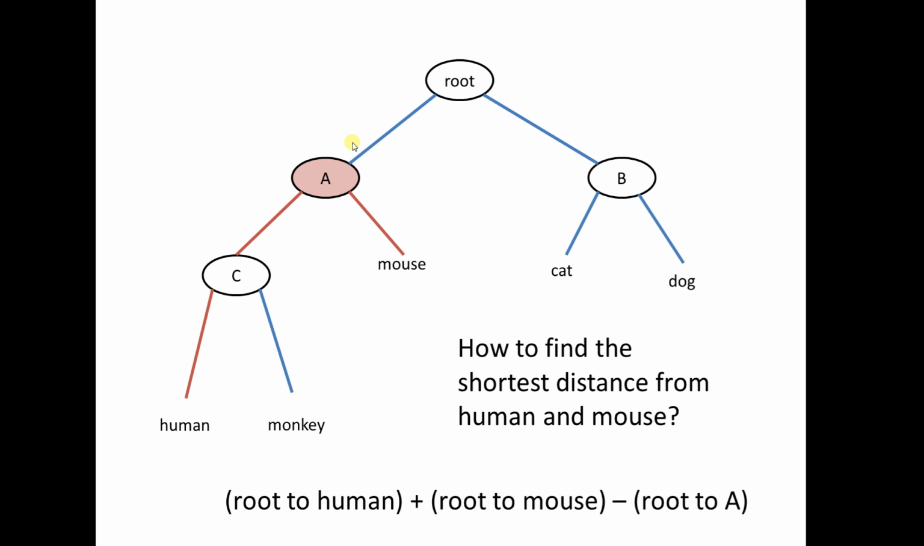Now, after you get the lowest common ancestor, what can you do with it? You can find the shortest distance from the human to the mouse. Basically, you have the distance from root to human, and then you have the distance from root to mouse. You add them together, you minus the distance from root to the lowest common ancestor, and you will get the shortest distance from the human to the mouse, because the shortest path will have to pass through the lowest common ancestor. Think about why, and that's all. Quite simple really.